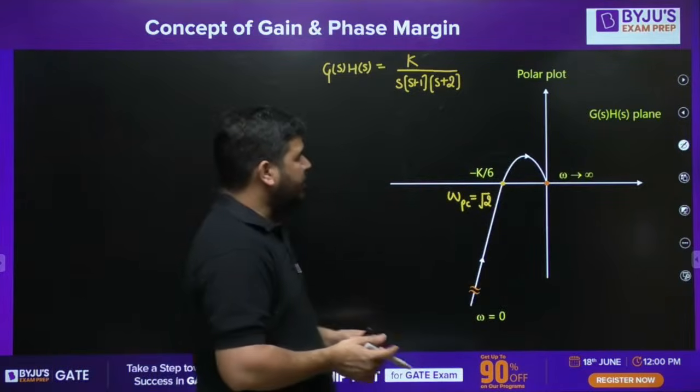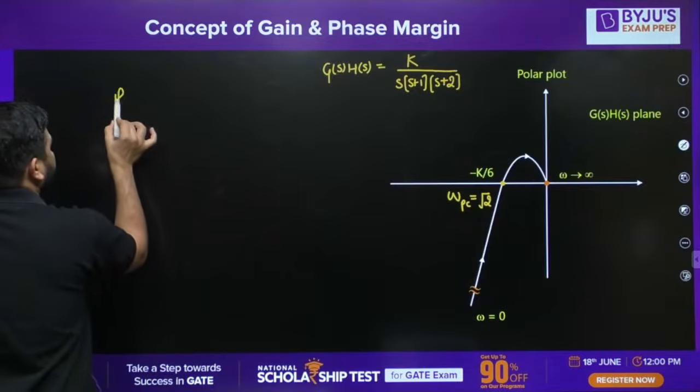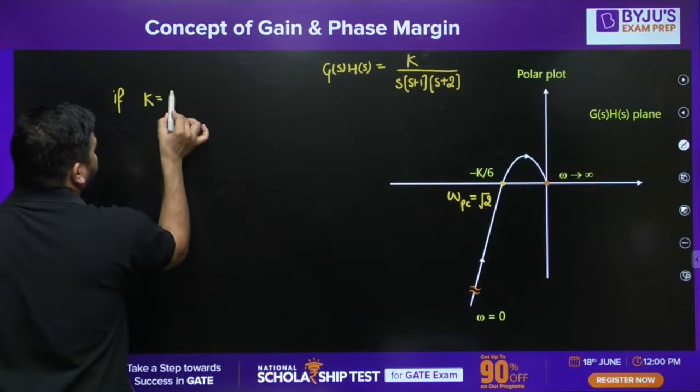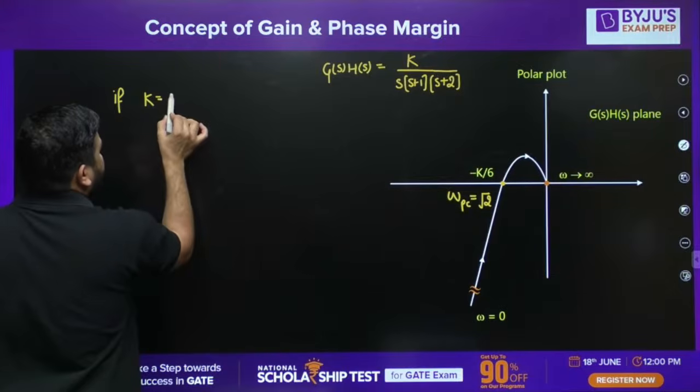Now let's say the question is, if k is equal to, maybe let's take k as 2.